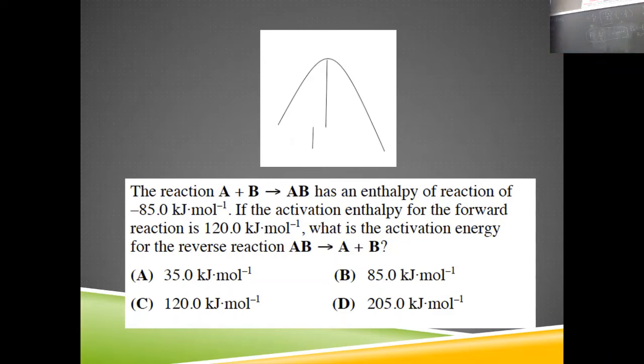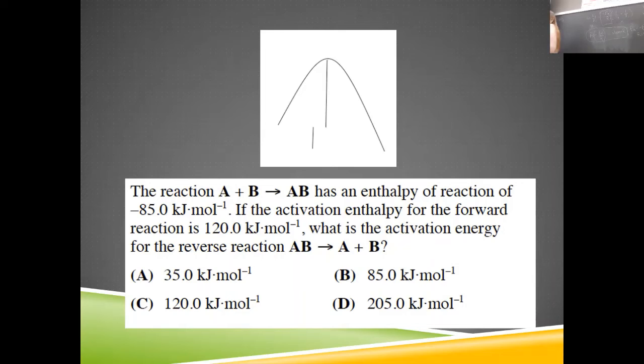Instead of going this way, when we go this way, what's the activation energy? All right, so first of all, what does this line represent? Is that activation energy or enthalpy change? This is the enthalpy change. And since we start higher and go lower, this is the negative, so negative 85, and this is 120.